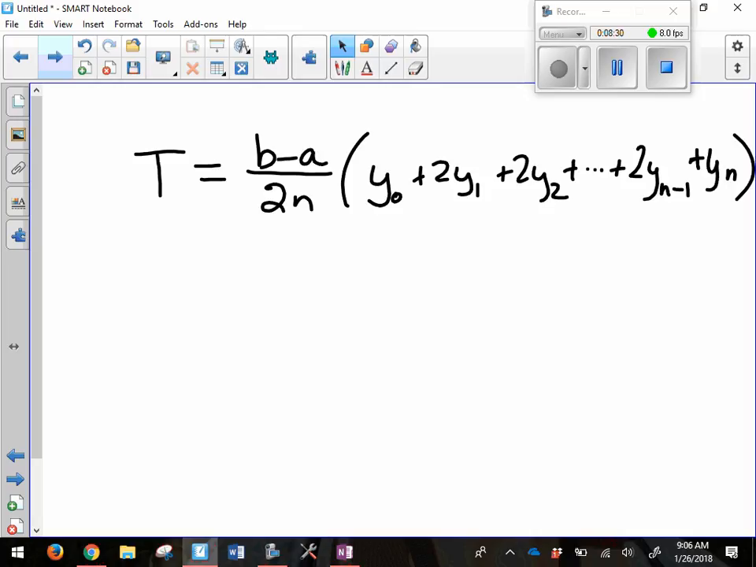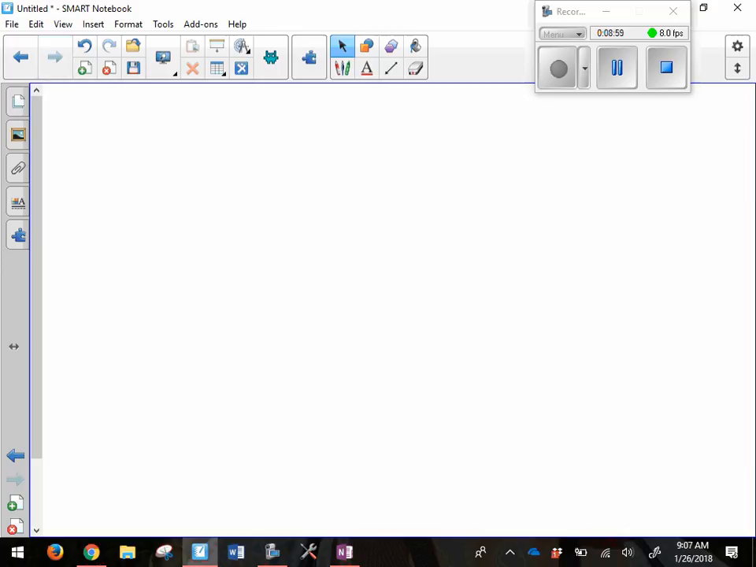So when we talk about any approximation, we talk about whether we're underestimating or overestimating. For instance, we talked about that with LRAM and RRAM and MRAM. We talked about how the rectangular approximation depended on whether the curve was increasing or decreasing, whether we were going to underestimate or overestimate. So let's talk about that now in terms of the trapezoid rule.